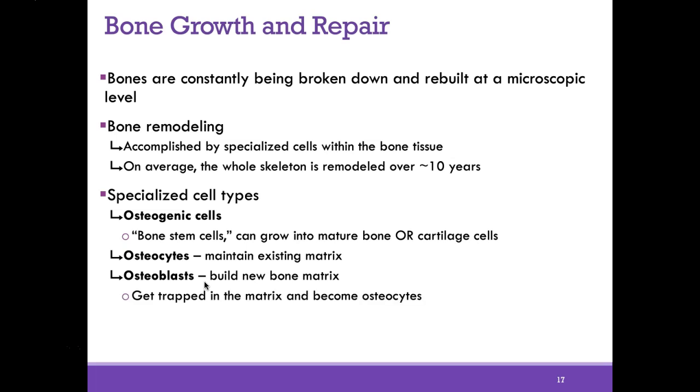Osteoblasts eventually get trapped in the matrix and become osteocytes. So osteocytes are former osteoblasts that have been trapped in a matrix that they deposited themselves. Osteoclasts dissolve and break down old bone matrix. So osteoclasts destroy or dissolve bone, right, in a process called osteolysis. So osteoclasts dissolve and degrade bone, osteoblasts build bone, osteocytes maintain bone, osteogenic cells can become any of these guys.